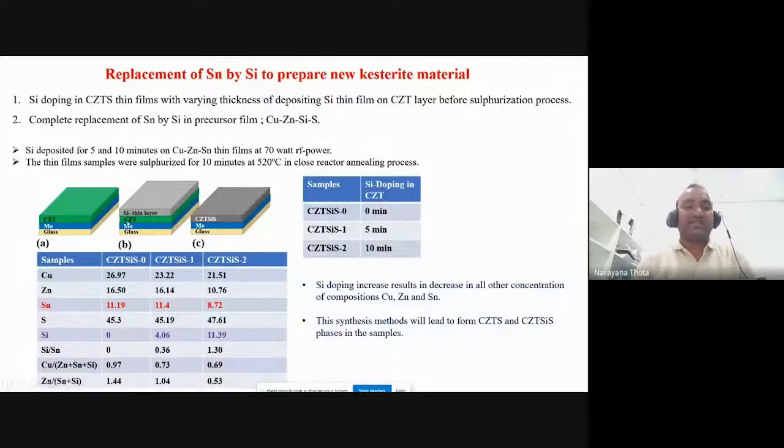Initially, we partially replaced the tin by silicon. First we prepared the copper zinc tin metal layer, and then a silicon layer was sputtered, for 5 minutes in one case and 10 minutes in another. Then these metallic layers were processed through the two-zone.